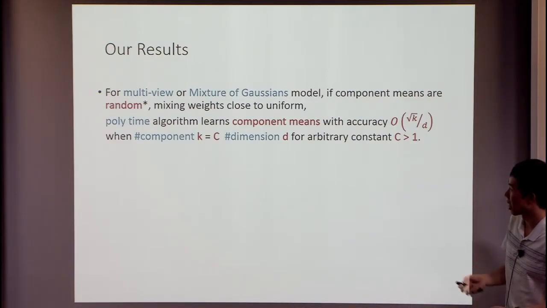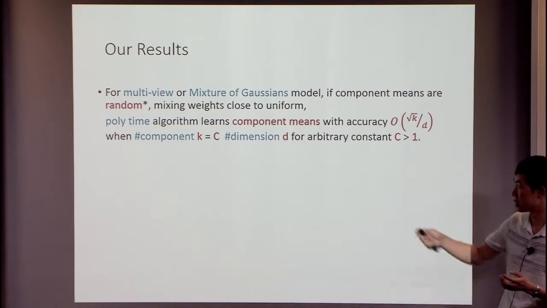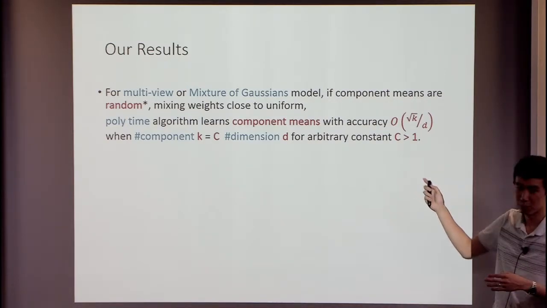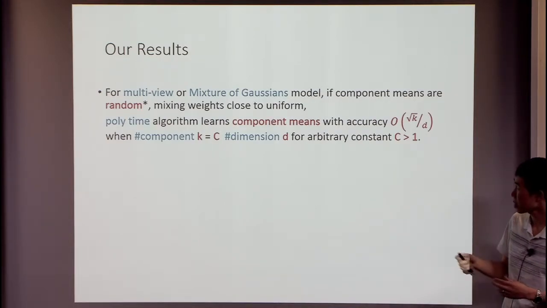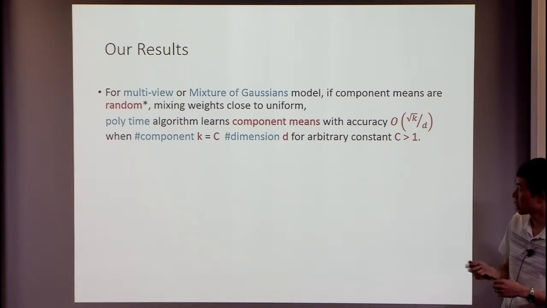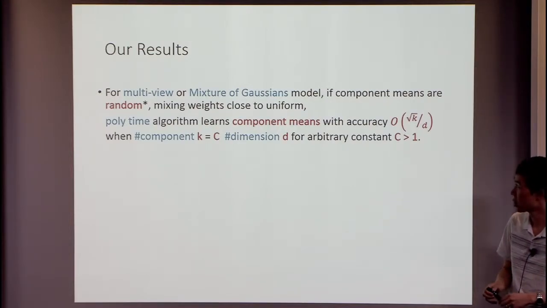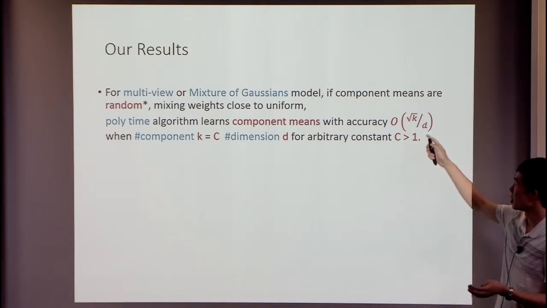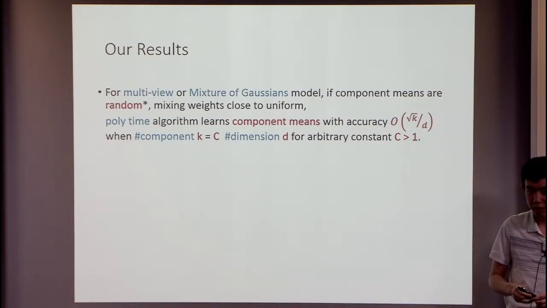Also, a drawback of our algorithm is we do not really learn the true component means. Instead, what we output, since these component means are actually random unit vectors, will be a vector that has L2 distance within square root k over d to the true component means. And finally, we say here we assume the component means are random vectors. But that's actually just for simplicity.